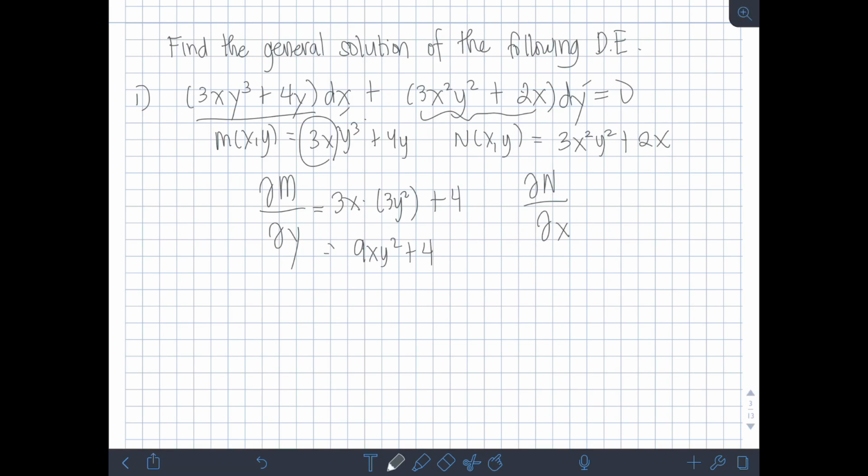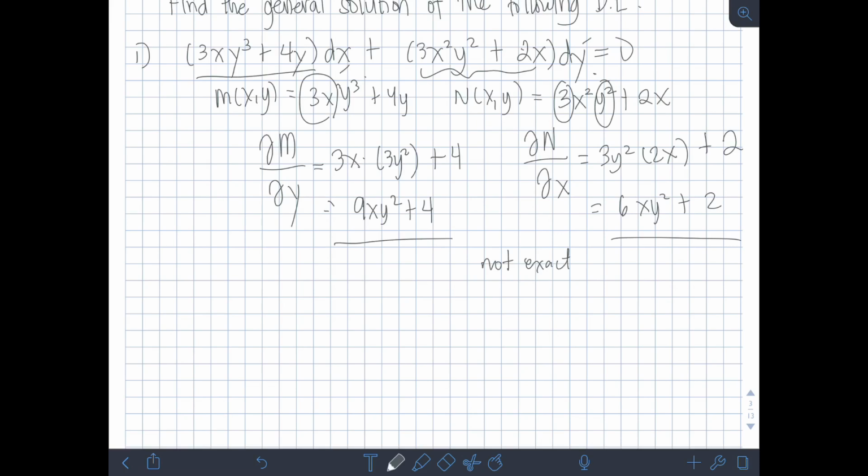Then dito naman, partial derivative of N with respect to x naman, constant si y, differentiate natin sa x. So therefore, we have derivative nitong 3x squared y squared is itong 3 tsaka y squared constant. So gilid ko lang, differentiate ko itong x squared, we have 2x. And then plus, derivative ng 2x is simply 2. Simplifying, we have 6xy squared plus 2. So obviously, mapapansin nyo, hindi equal yung dalawang na-solve nating partial derivative. Therefore, not exact nga itong DE. Pero, maghahanap tayo ng integrating factor.